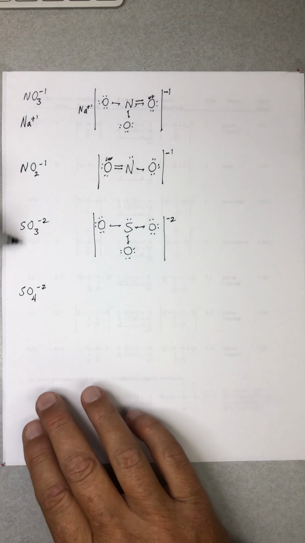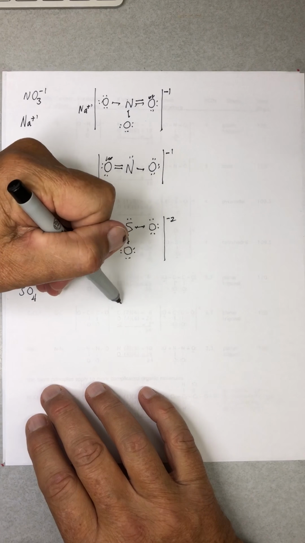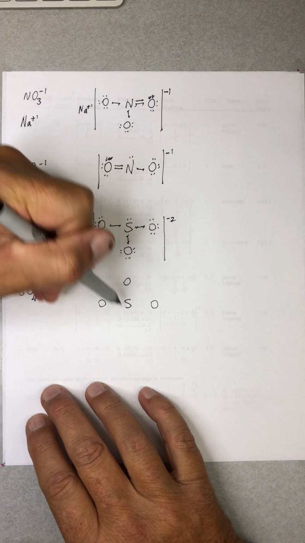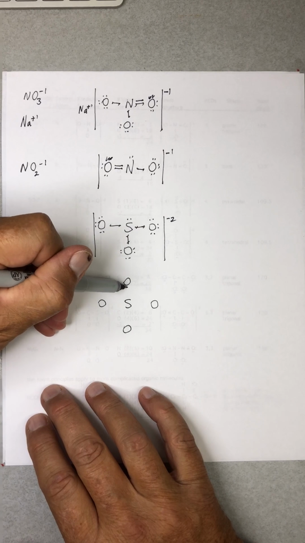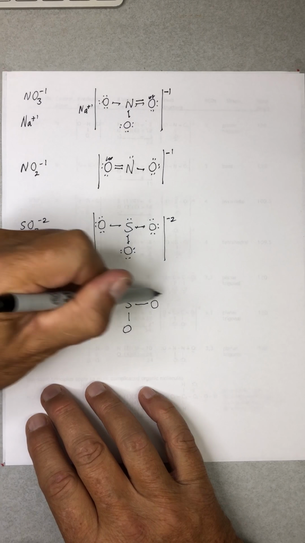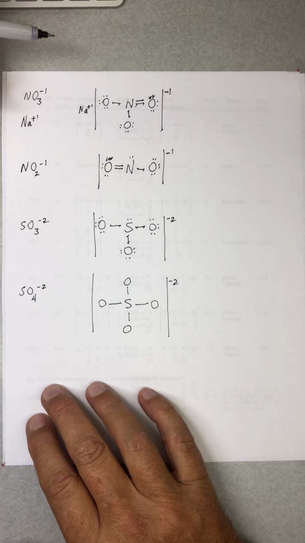Then we have sulfate. So the center atom would be sulfur. And I have 4 oxygens to go around it in a symmetrical way. They're all covalently bonded because they're all nonmetals. And then I put the brackets because I don't want to forget about that -2 charge. So that's what I would predict.